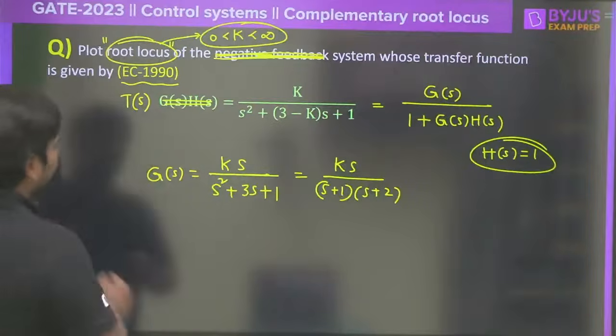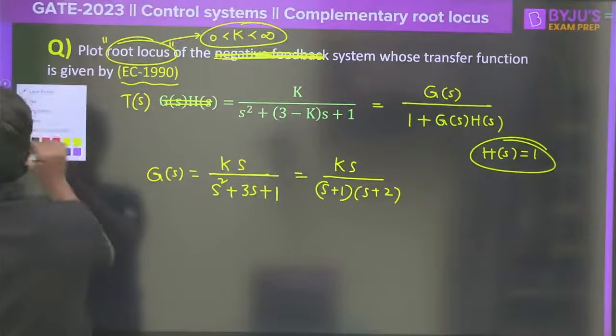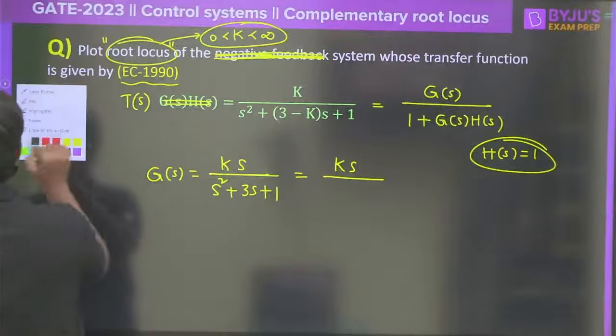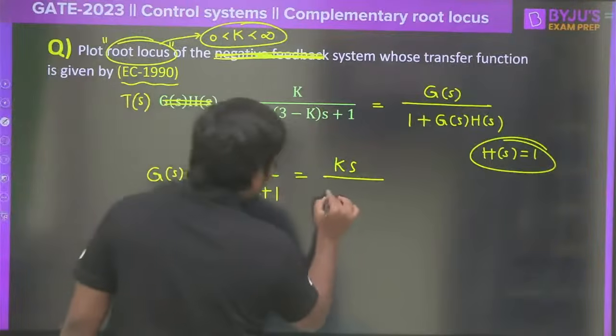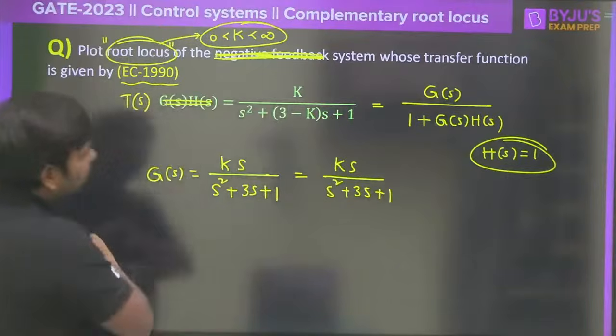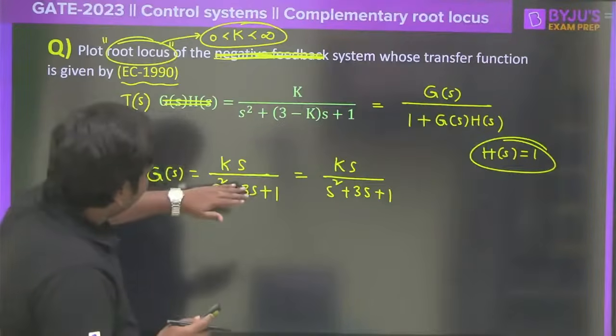Oh, sorry, this is 1, I think. One second. So let us consider like this only. So s square plus 3s, ks divided by s square plus 3s plus 1. Am I right, this one? So, but if you take in this way, will you get this one?